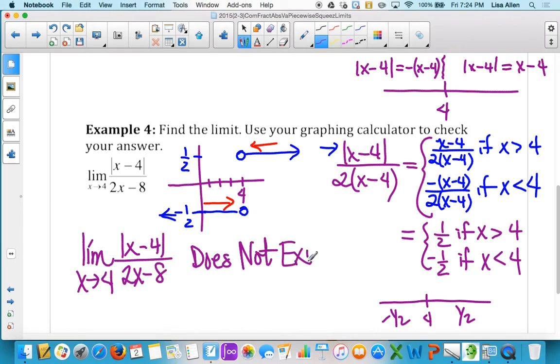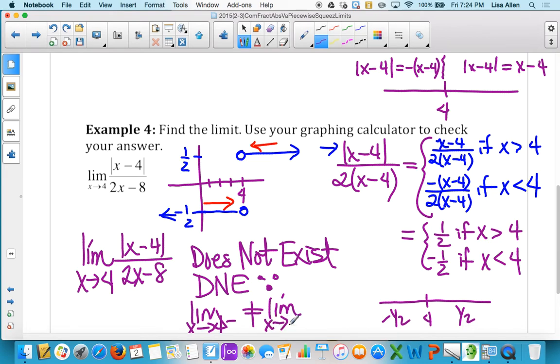And I just remind you that we often say D-N-E, but we don't spell it out. We just say does not exist, because the limit as x approaches 4 from the left does not equal the limit as x approaches 4 from the right. Okay, so this limit does not exist.